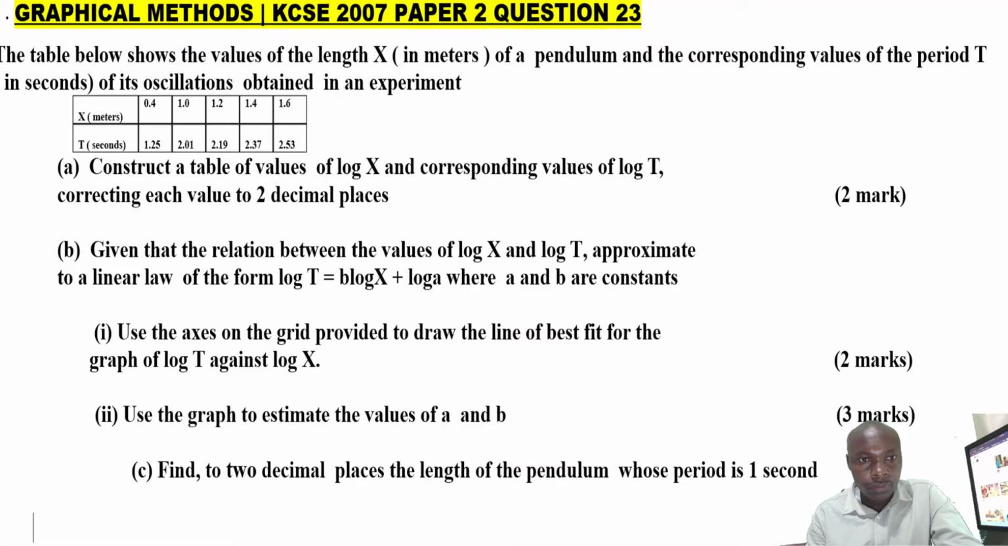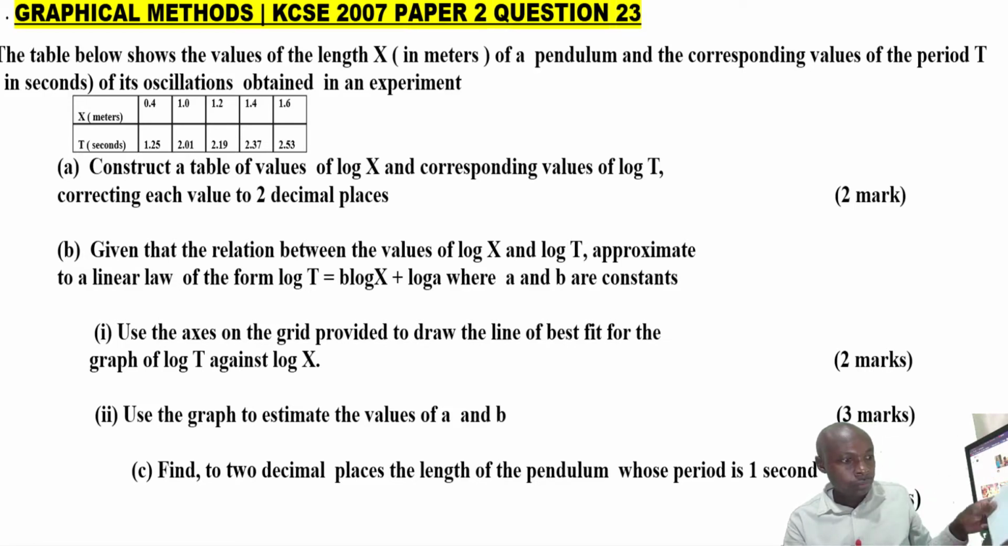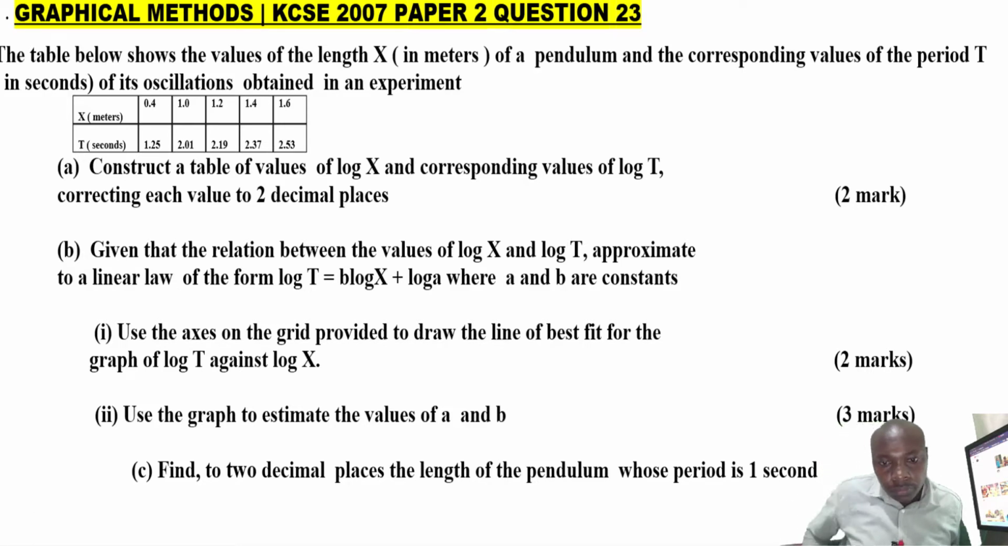Graphical Methods, KCSE 2007 Paper 2, Question 23. The table below shows the values of the length x, in meters, of a pendulum and the corresponding values of the period t, in seconds, of its oscillations obtained in an experiment. X, meters: 0.4, 1.0, 1.2, 1.4, 1.6.